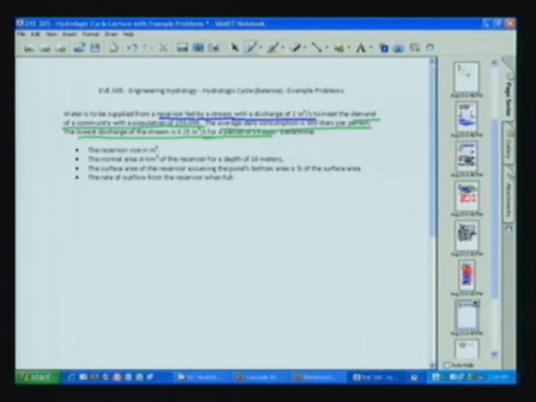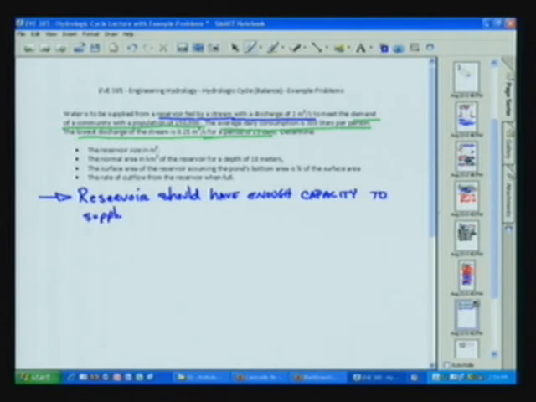Okay. So reservoir should have enough capacity to supply demand during low flow periods.